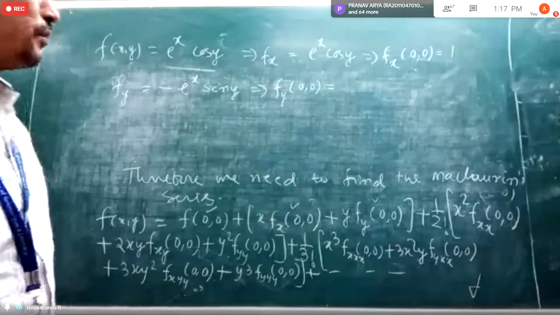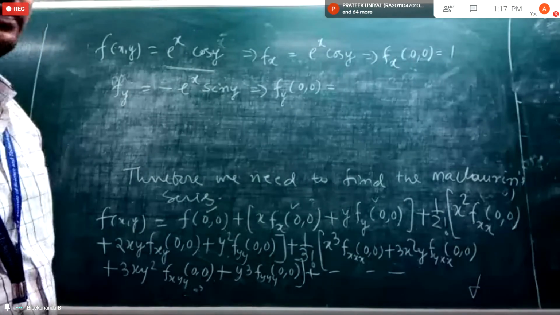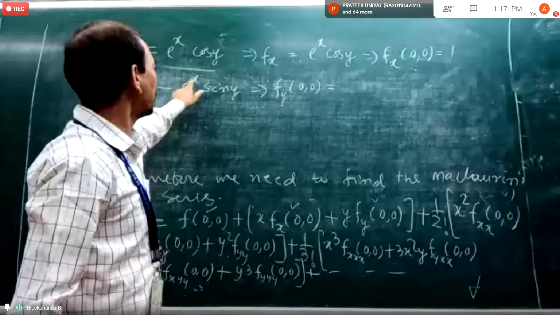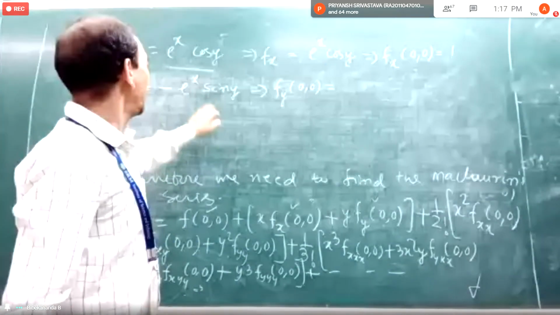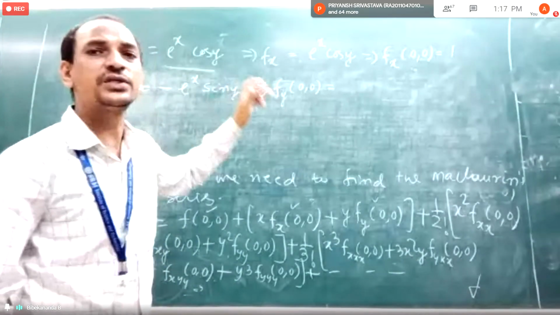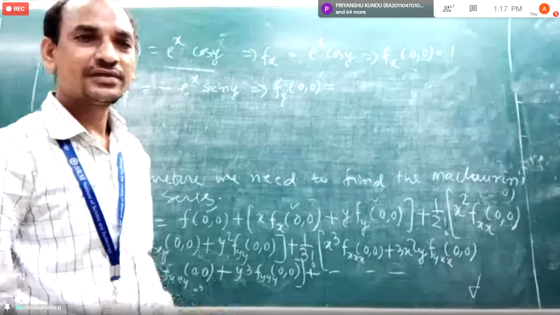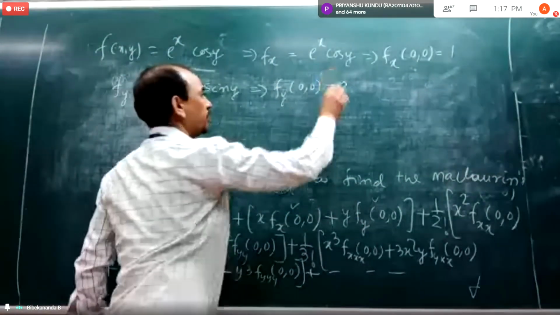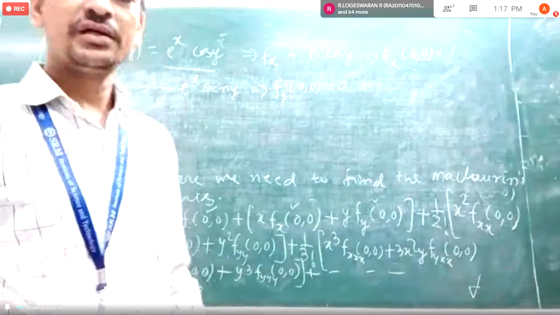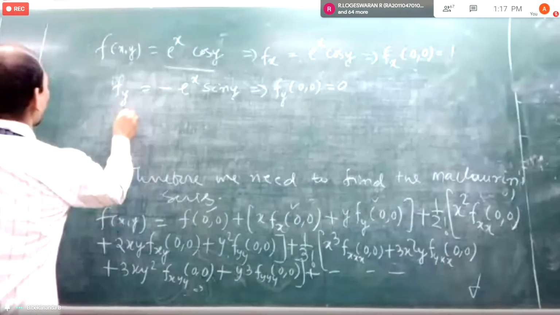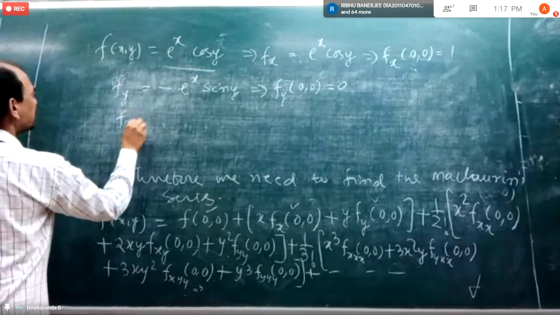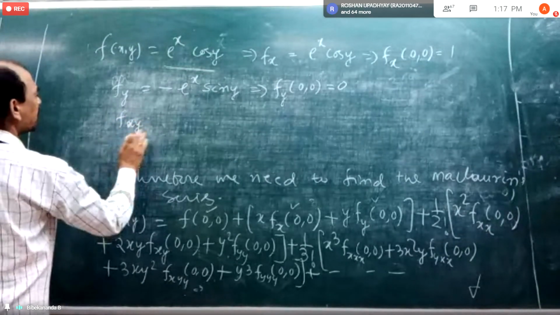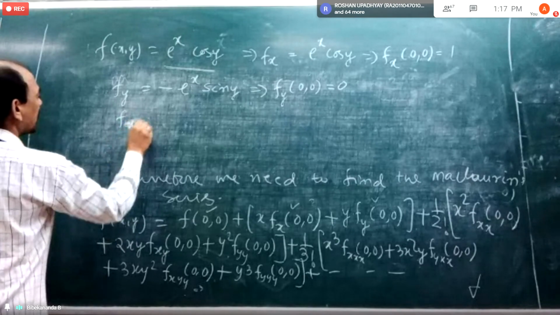Put x equal to 0, y equal to 0. If I put x equal to 0, e to the power 0 is 1. And if I put y equal to 0, sin 0 is 0. So this value will be 0. Then calculate fxy.